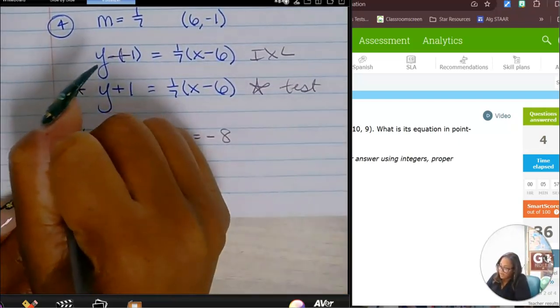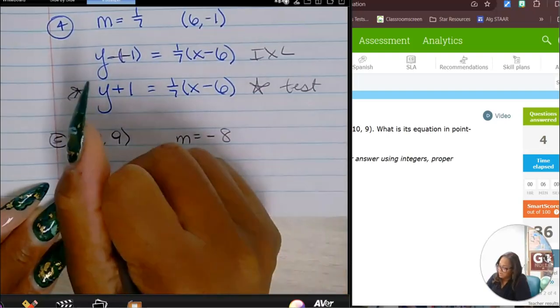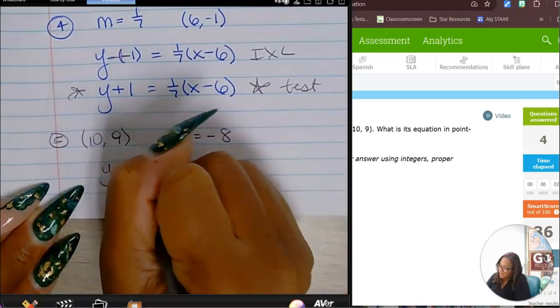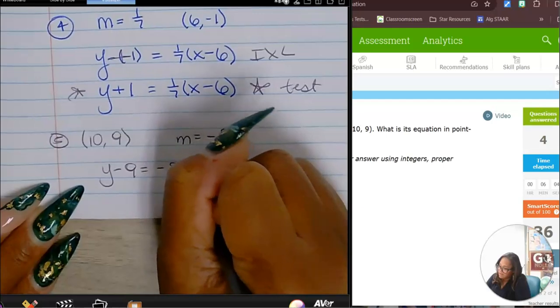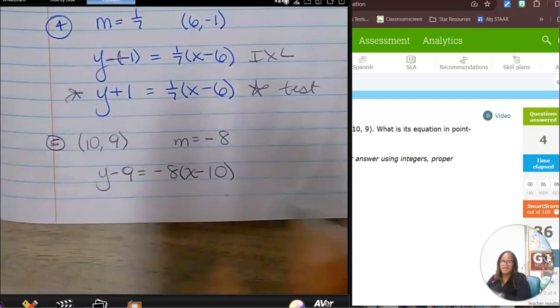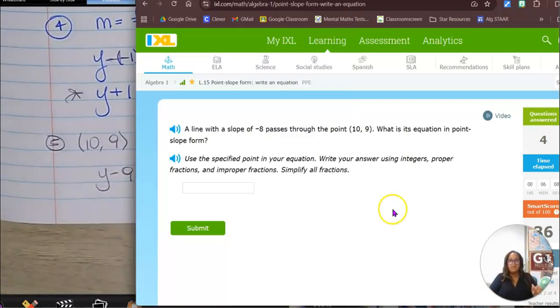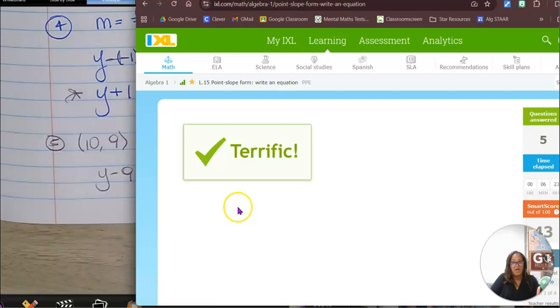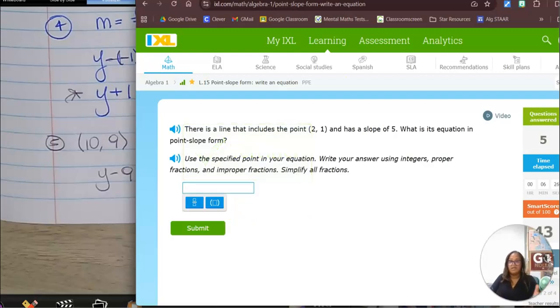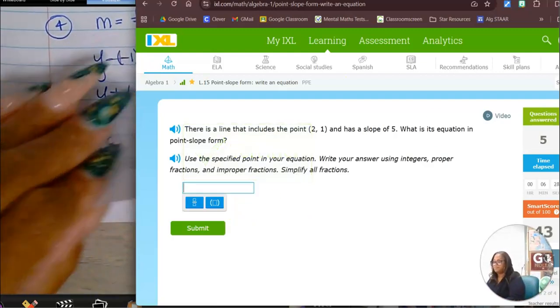This is question 5. So y minus 9 equals -8 times x minus 10. So I've got to type all that in. Y minus 9 equals -8 times the quantity of x minus 10. Got to close the parentheses or IXL will mark it wrong. Got it.